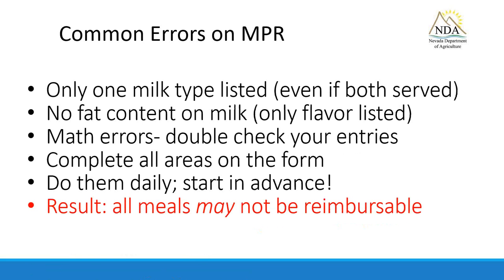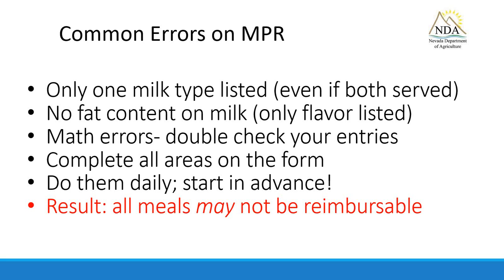Only one type of milk is listed. Even if you're serving both types of milk on a daily basis for the meal pattern requirements, if you don't record that, that's a critical area that needs to be addressed on the form. Or there's no fat content listed, only a flavor, such as chocolate. You need to be specific that it's a chocolate 0% milk or a white 1% milk on your menu production record.